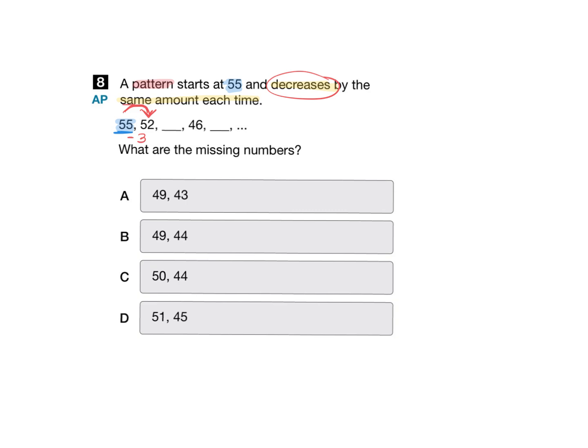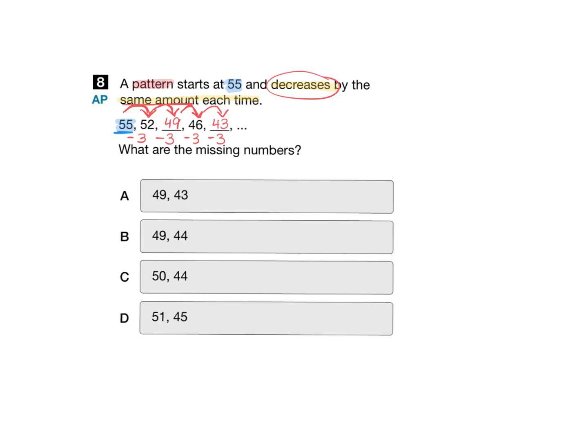If it's decreasing by the same amount each time, what would the next number be in the pattern? 49. And how did you get that? I subtracted 3. Excellent. So let's check. Does it work? Is this also decreasing by 3 to get to the next number? 49, 48, 47, 46, yeah. And then if I want to get to the last number in this pattern shown, what would I have to do? 43. Good. And how did you get that? I decreased by 3. Good.